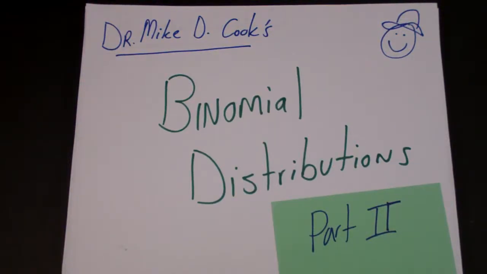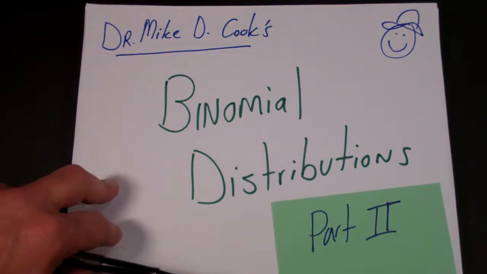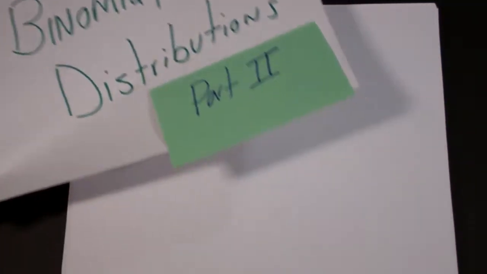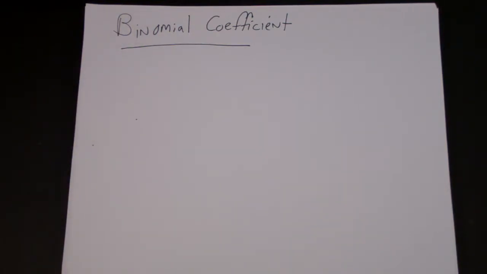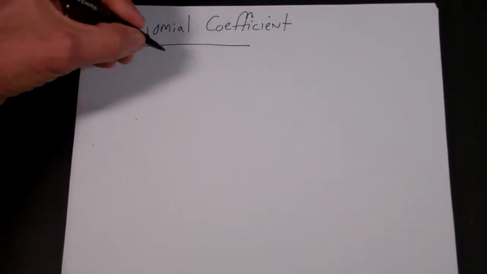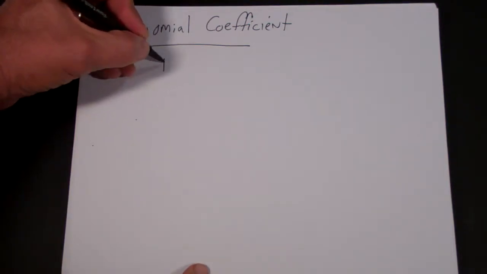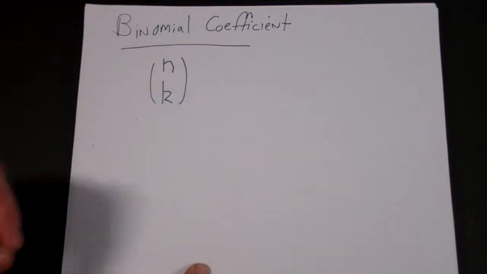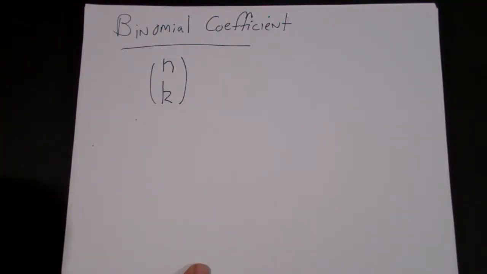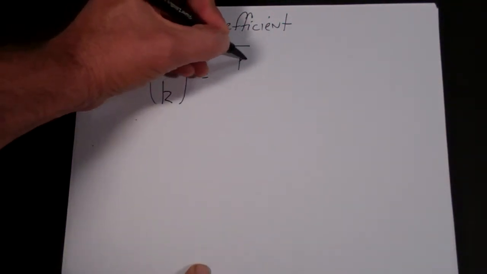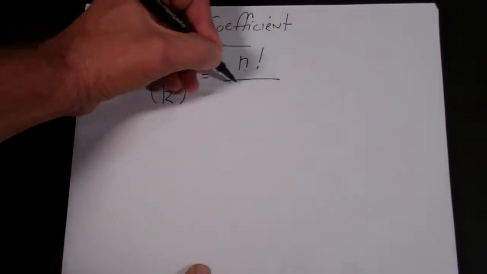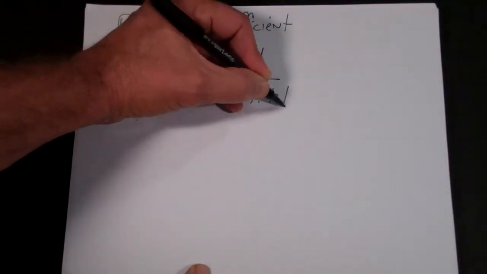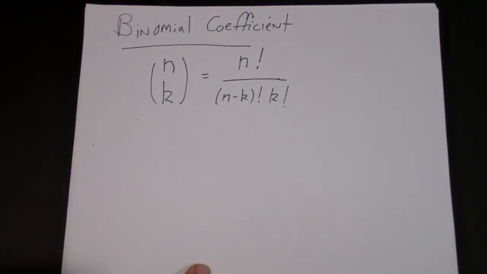This is the second video on binomial distributions, and this video is really a setup video for the third video. In this video we only want to do one thing. We want to talk about the binomial coefficient. A symbol for it is defined like this, and it's defined as n factorial over n minus k factorial, and that's called the binomial coefficient.